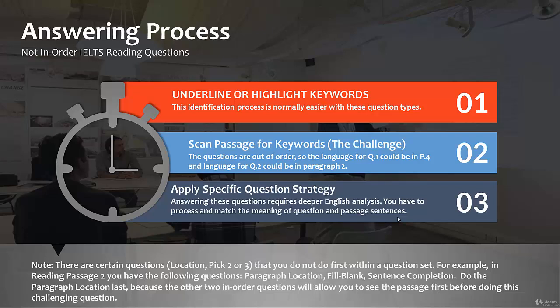And that's why for most of these questions that don't go in order, I normally tell students, if you have a question in a reading passage set that is not going in order, what you want to do is do that question last. Do the fill in the blank question, then do the matching question, then go back and do the paragraph location question. That is the best strategy for handling questions that do not go in order. Because if you do the questions that go in order, it will give you an opportunity to look and review parts of the passage, and then you'll be able to go back and answer that question much, much easier.